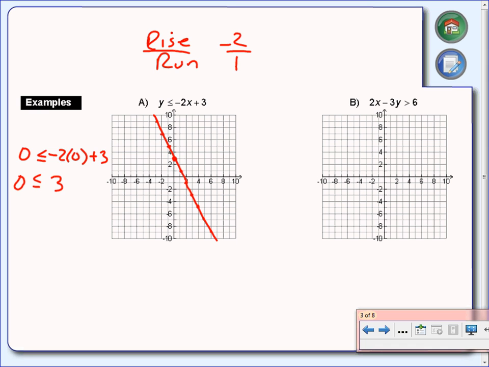Since we're equal, or equal... Is it less than, or is it equal? Less than. Either one or the other. Is it one or the other? Oh, it's less than, right? So this is a true statement.